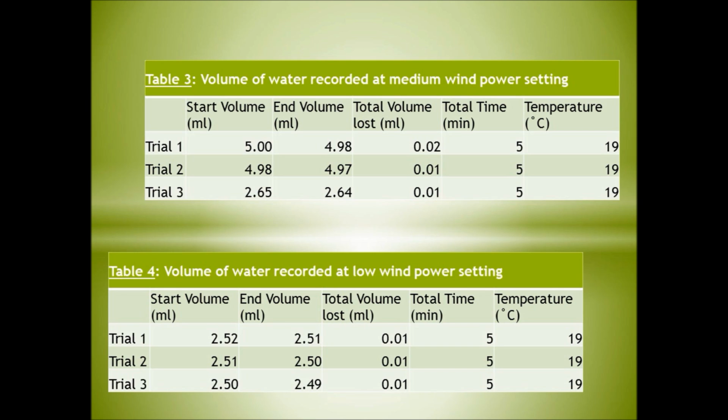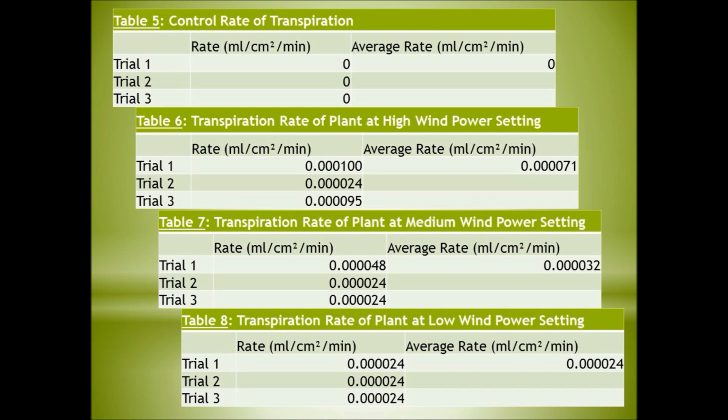Table 4 displays the results for the low-power wind speed trials. In all 3 trials, the volume of water decreased to a total of 0.01 mils. Table 5 shows the calculated rate of transpiration in mils per centimeter squared per minute. The average rate for the controlled trials was 0.